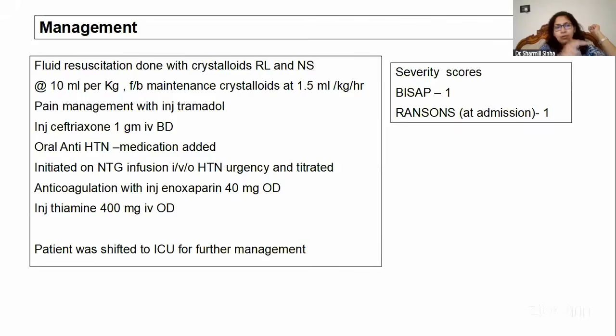What about the pain management in this case? Are you happy with this injection tramadol?